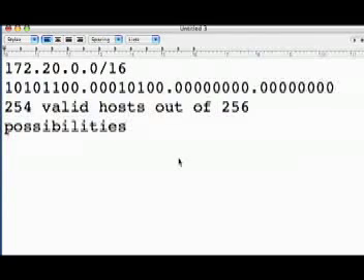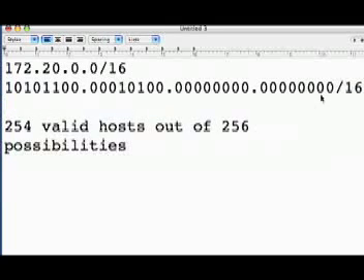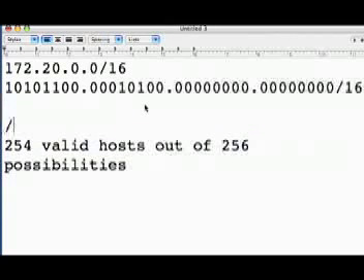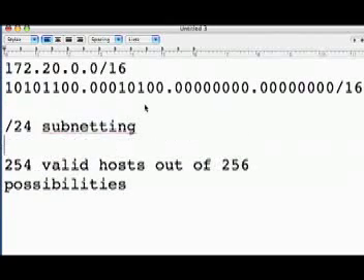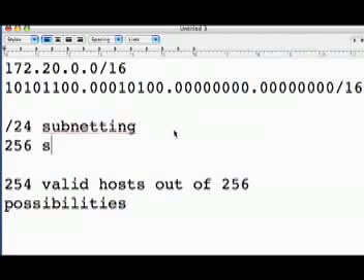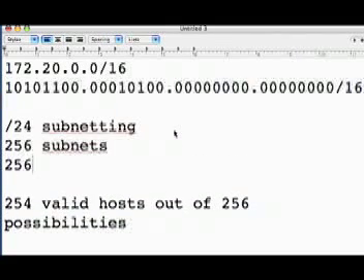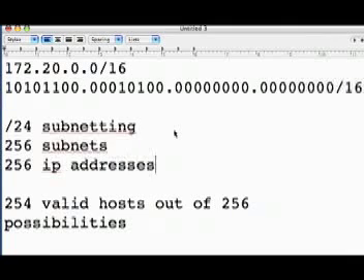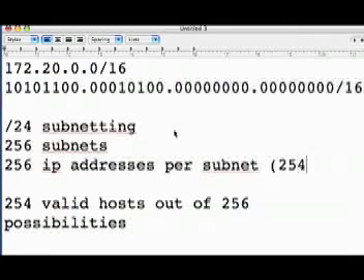So here's the bitwise representation of this /16 allocation, which means that if we use /24 subnetting, then we have 8 bits for the subnet and 8 bits for the host on the subnet, which means we have 256 subnets and 256 IP addresses per subnet, of which we can use 254. Universities love this allocation. You got 256 subnets, you got a couple hundred hosts per subnet. That's perfect. That's a pretty substantial allocation.